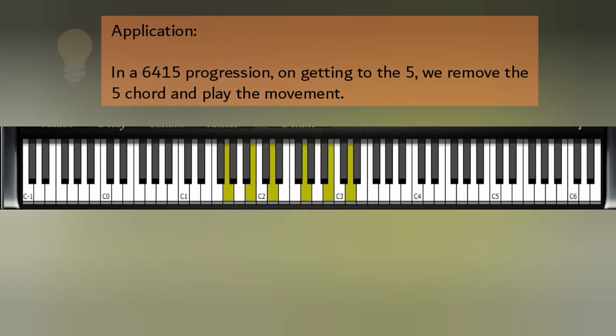So how do we make this chord progression really interesting? Very simple. After we play the 6 chord and then the 4 chord and then the 1 chord, when we get to the 5 chord, we don't play the 5 chord. Instead, we replace the 5 chord with a chord movement. And so if we do that, how is it going to sound? It's going to sound something like this.